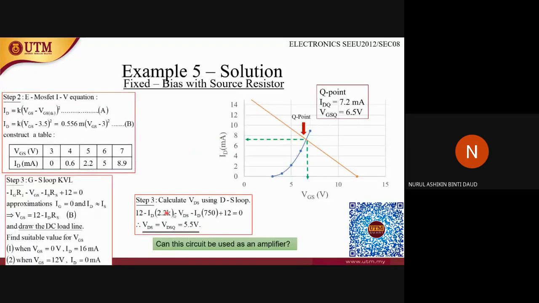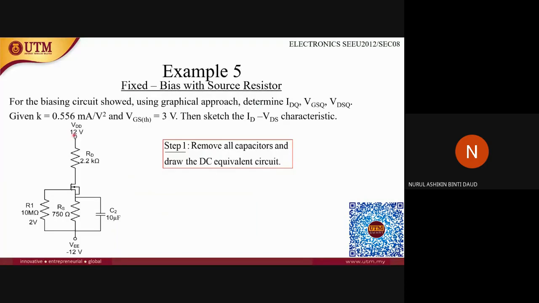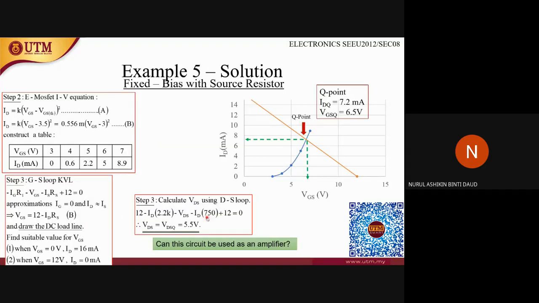Yeah. So you will get this 12 and this 12, take into account. Yeah, you have to take into account for the calculations. So it will be VDSQ equals 5.5 volts. Yeah, 5.5 volts. And then these are the relations.